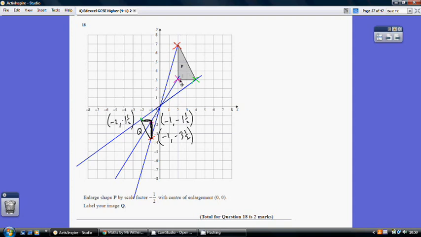This point here, which is presently 2 to the right and 3 up, is going to be half the size but the opposite direction, so that's going to be 1 to the left, 1.5 down. And this point here, which is 4 to the right, 3 up, is going to be 2 to the left, 1.5 down. So there's my triangle. It is half the size, half as far away, and in the opposite direction.